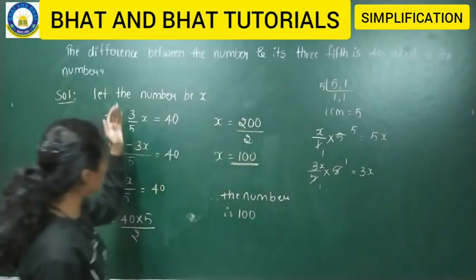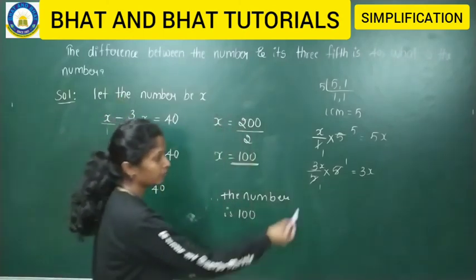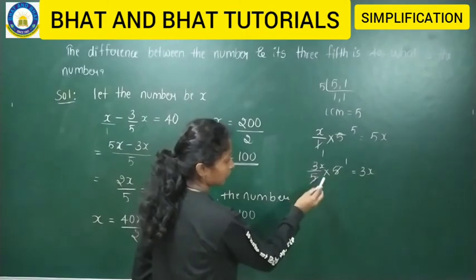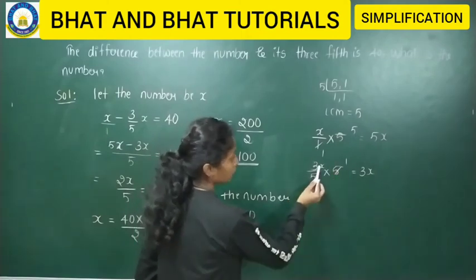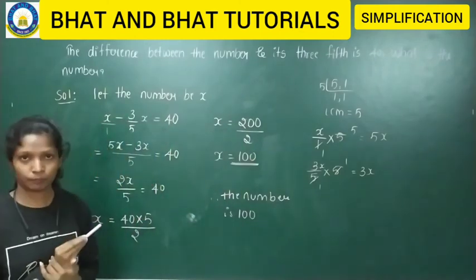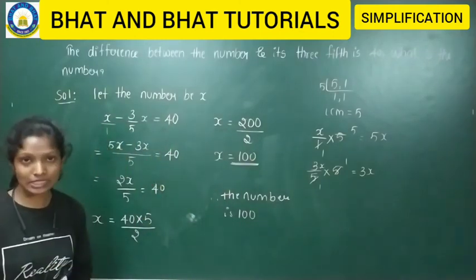So take the second part of the fraction, 3 by 5. 3 by 5 into 5. 5 ones are 5, okay? 5 ones are 5. 3x ones are 3x. Put the 3x over here. Is equal to 40 as it is.